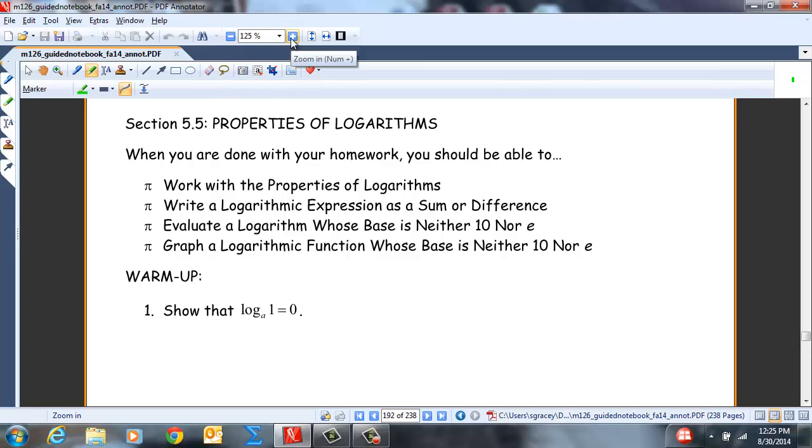We are working out of the Precalculus Enhanced with Graphing Utilities text by Sullivan and Sullivan, and today we'll be covering properties of logarithms. Let's warm it on up.